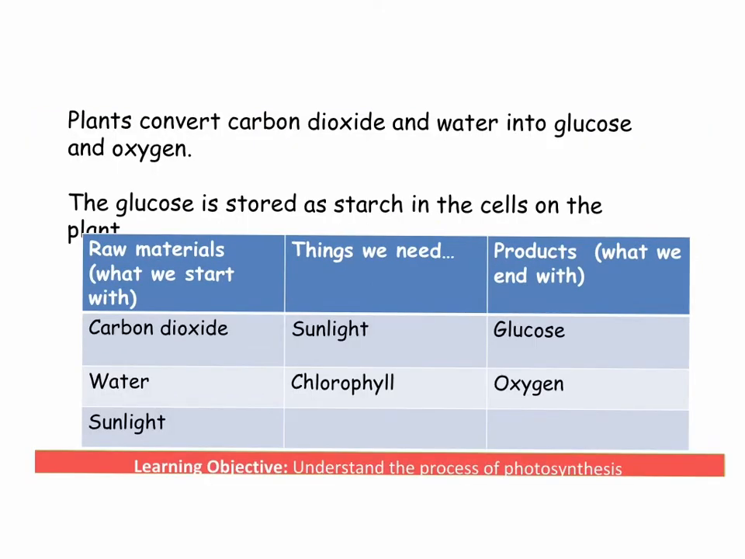Okay, these are the answers to that table. The raw materials that get used to let photosynthesis occur are carbon dioxide, water, and sunlight. Things we need: sunlight as well, and chlorophyll. I don't mind so much if you've swapped them about a little bit, as long as they're not in the products column. The things that get produced in photosynthesis are glucose and oxygen. That is it. Glucose is the food that we were talking about. The whole purpose of photosynthesis is to make glucose, which is the plant's type of food. And we're going to look a bit more about that in a minute.